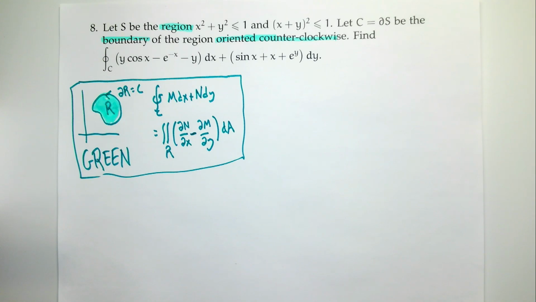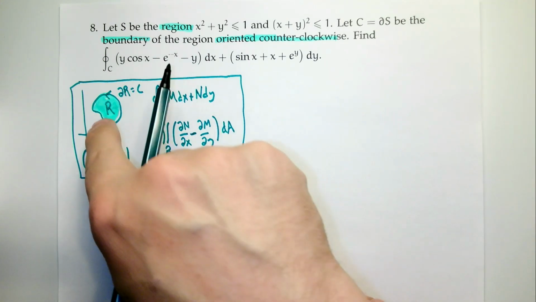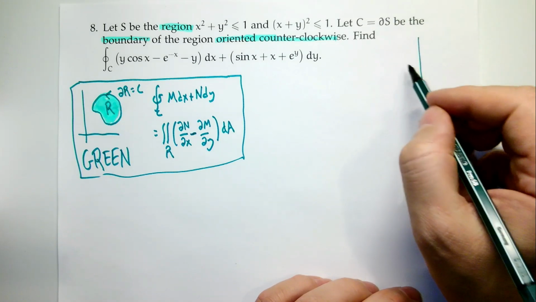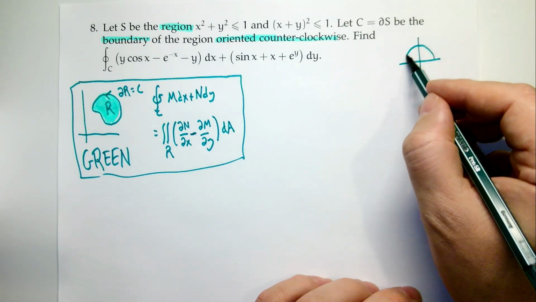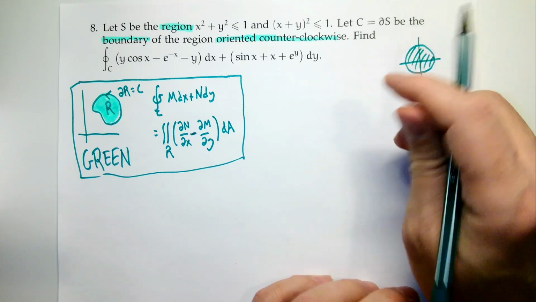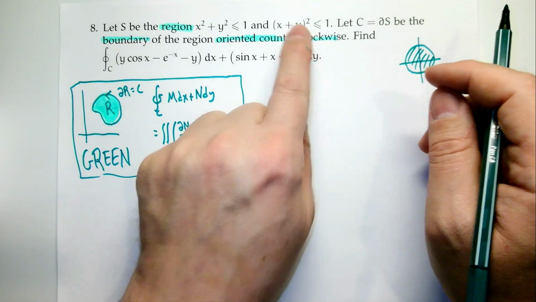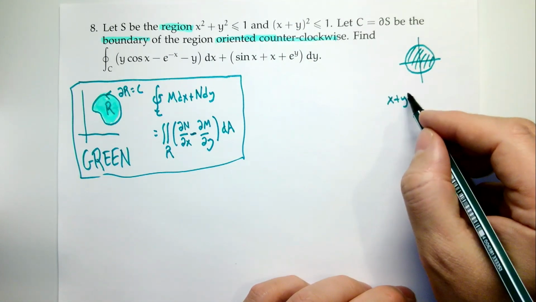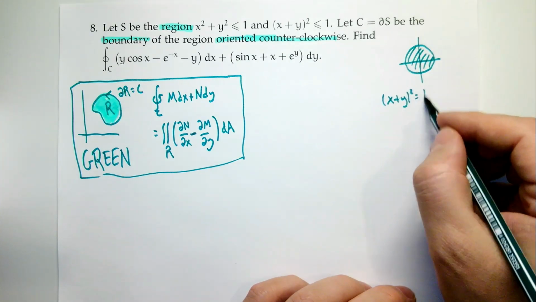All right, so let's work on understanding our region. So we have a couple of things. x squared plus y squared less than or equal to 1. That's easy enough. That says we're within the unit circle. Let's think about this (x plus y) squared less than or equal to 1. Now let's start by doing the equality. (x plus y) squared equals 1.